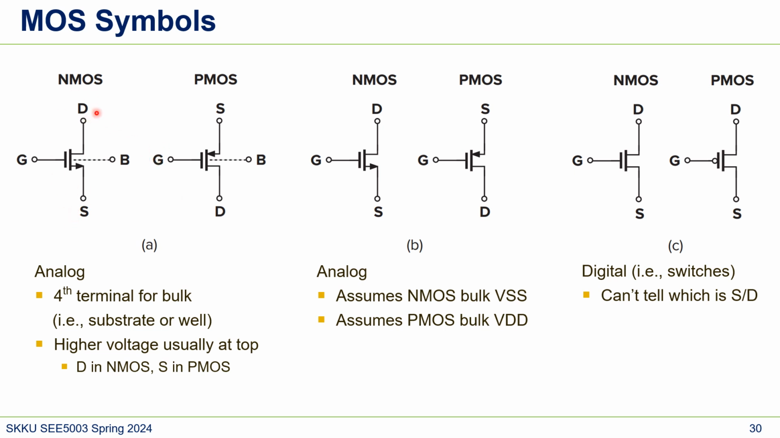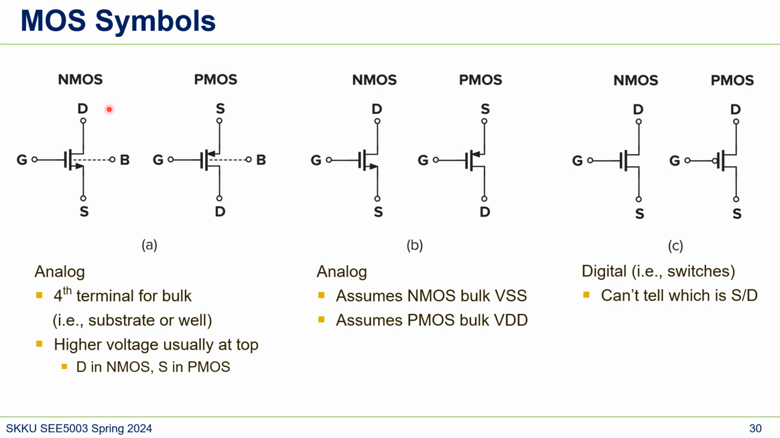In NMOS, the source is the source of the carrier. The carrier in NMOS is the electron, and the source means the source of carriers. So in NMOS, the carrier is the electron, and the electron flows from source to drain. Again, in NMOS, electrons flow from source to drain, so in this direction.